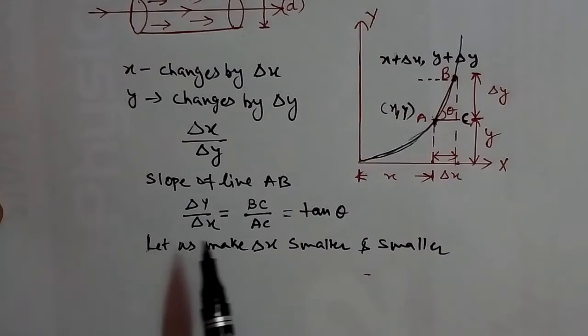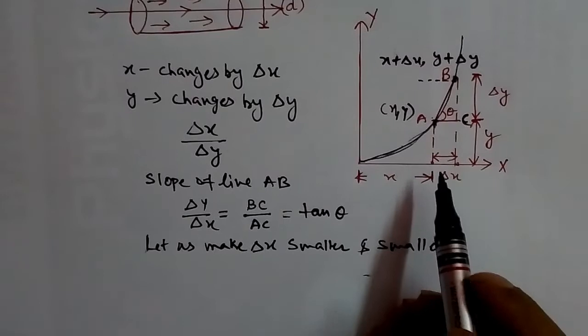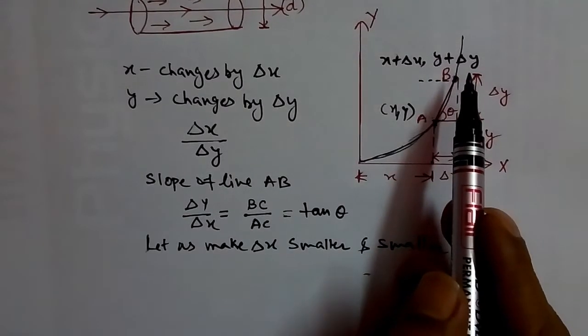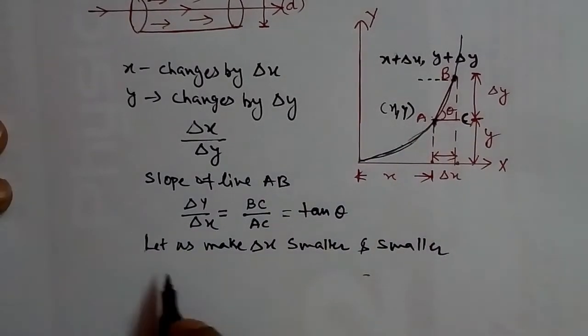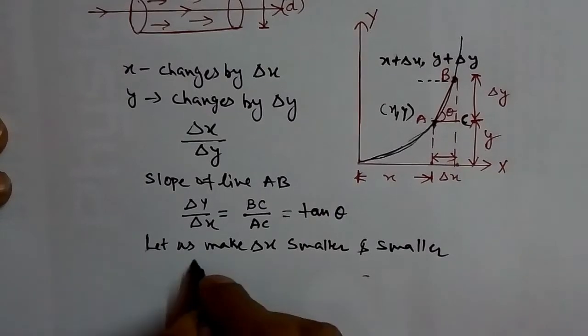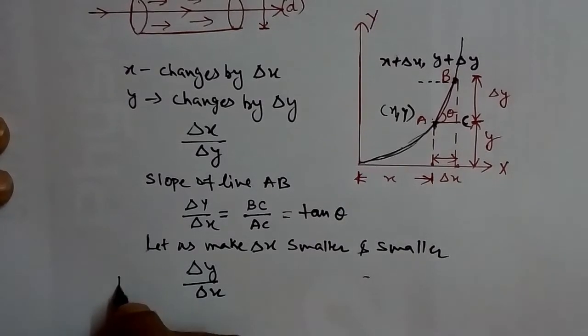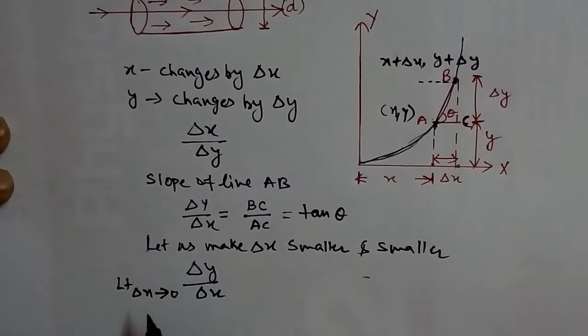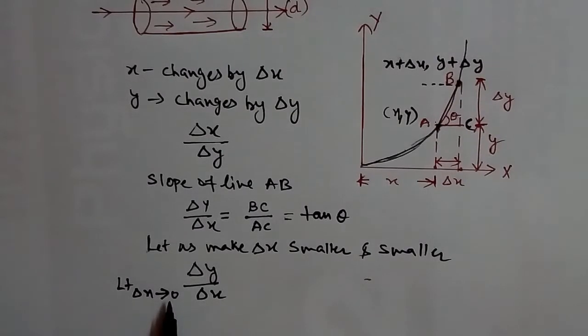So students, let us make del x smaller and smaller. Then in this case the slope of the tangent comes very close to the point A. Students, this can be mathematically written as del y by del x. Let us take the limit del x tends to 0. We have already learned the meaning of limit del x tends to 0, which means delta x is very close to 0 but not equal to 0.